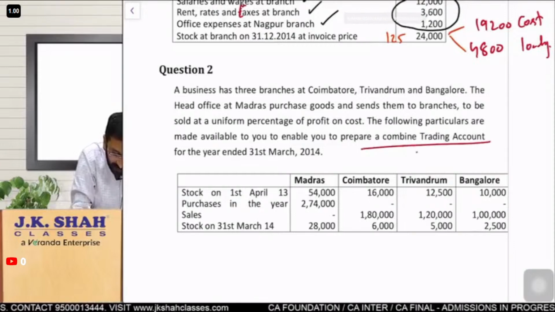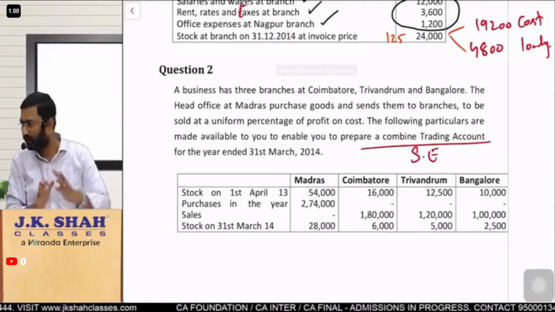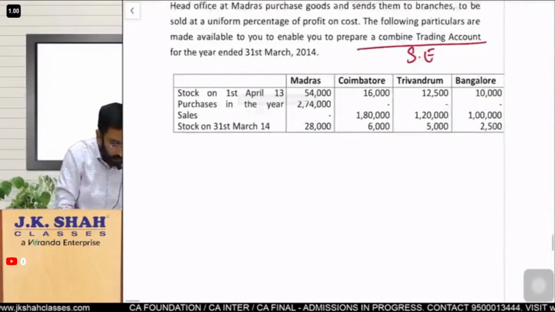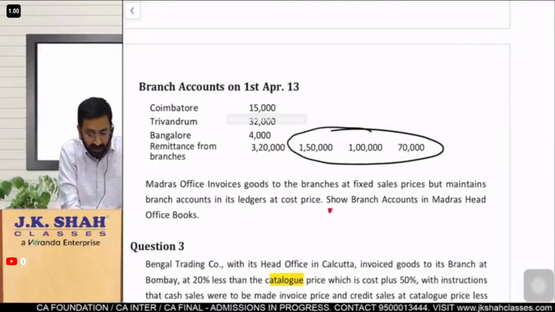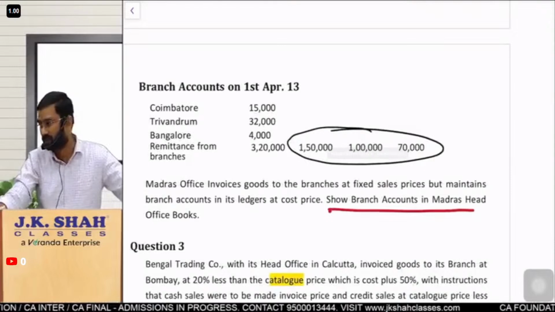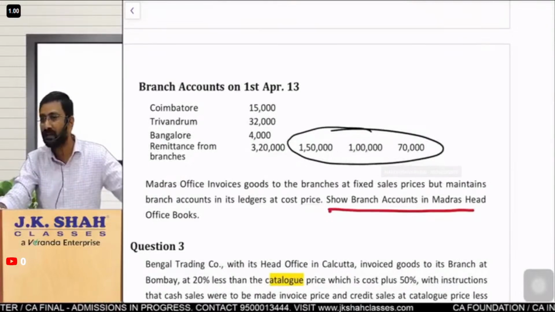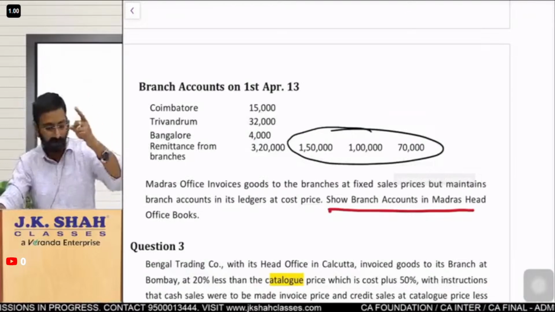So which method? Single entry. Trading account you should do. No P&L account, only trading account. And also, see the last sentence. Show branch accounts in head office books. Debtor system also. They're asking under single entry also, debtor system also. This part you understood? Now, this is one observation.